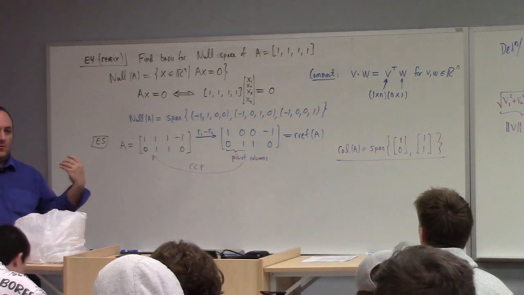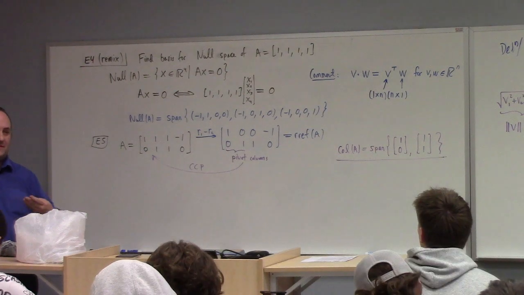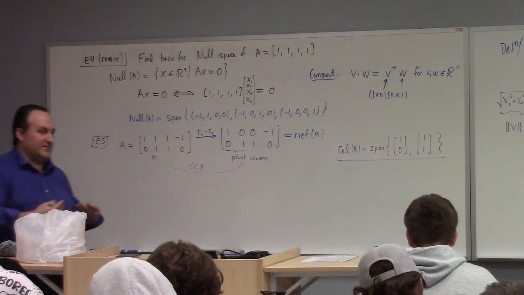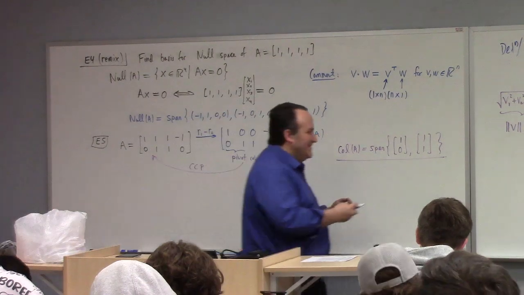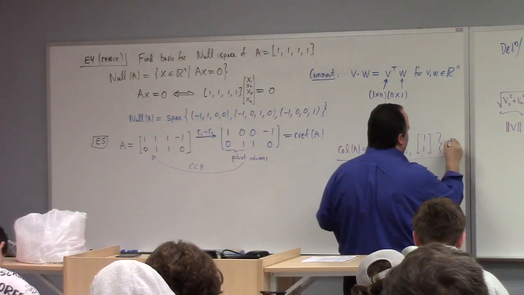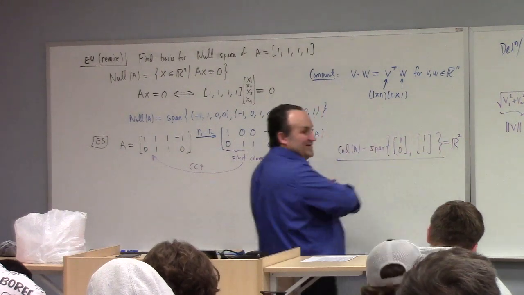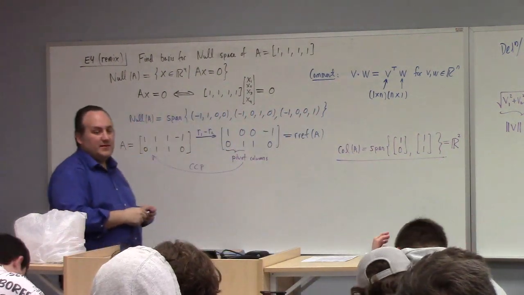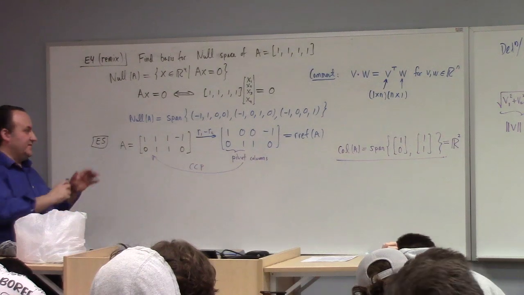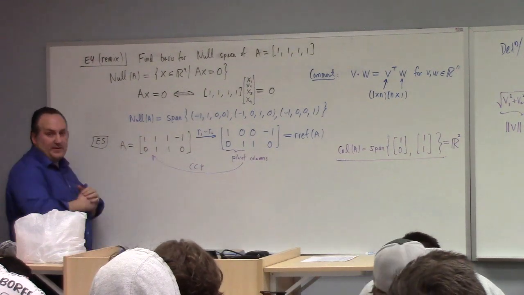Think about it. It's the whole of two-dimensional Euclidean space. So this is a hard question for me to grade, in the sense that I can't really say you're wrong. There are so many answers you could give. But the natural answer to give is the span of the pivot columns of A, all right?